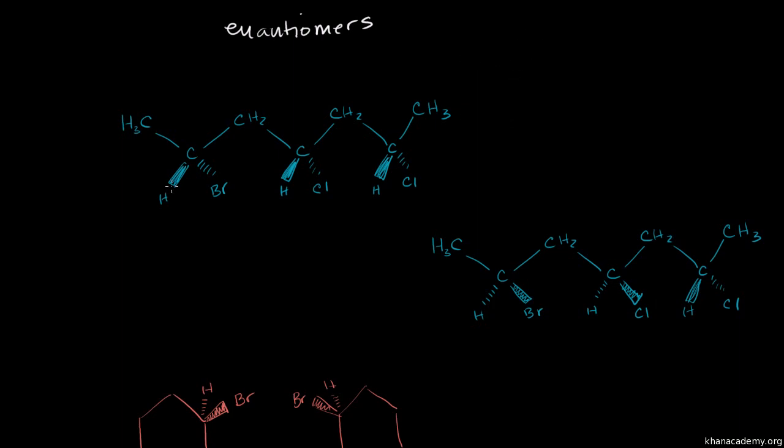Here, hydrogen's in the front. There, hydrogen's in the back. Here, hydrogen is in the back. Here, hydrogen is in the front. So they're not the same molecule. They have a different three-dimensional configuration, although the bond connections are the same. So these are stereoisomers.